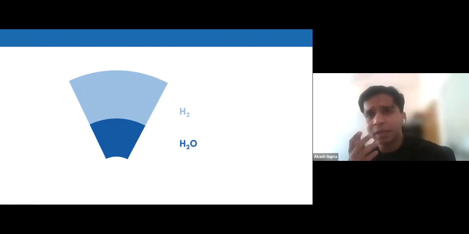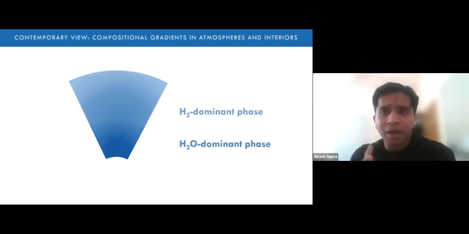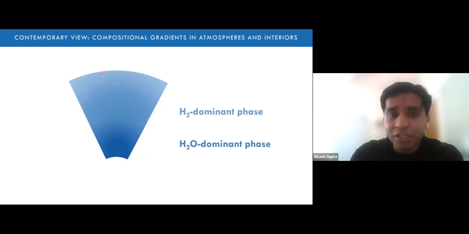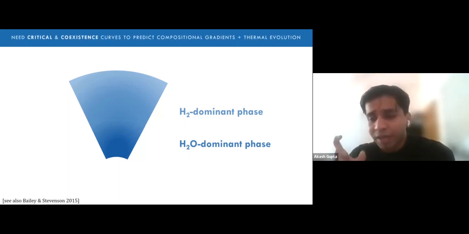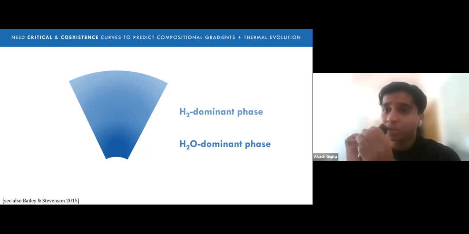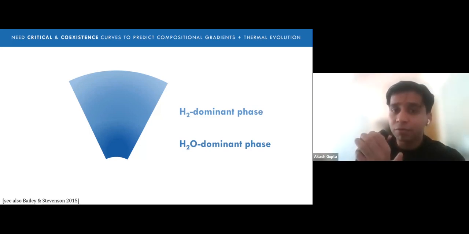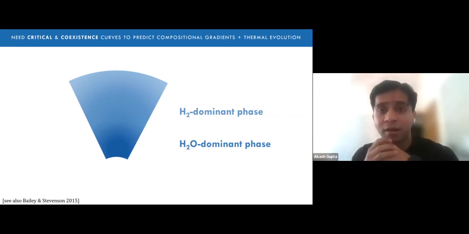But as I will show you, what's really happening out there is that there are regions which are hydrogen dominant and regions which are water dominant with partial amounts of hydrogen dissolved in it. But then how do we figure this out? What we can do is calculate what is called a critical or coexistence curve to quantify this behavior, to figure out what kind of compositional gradients could be present inside a planet and how that could be impacting the thermal evolution of the planet finally.